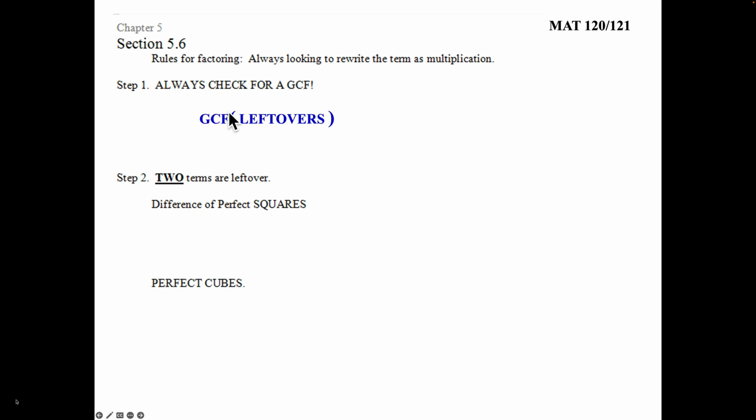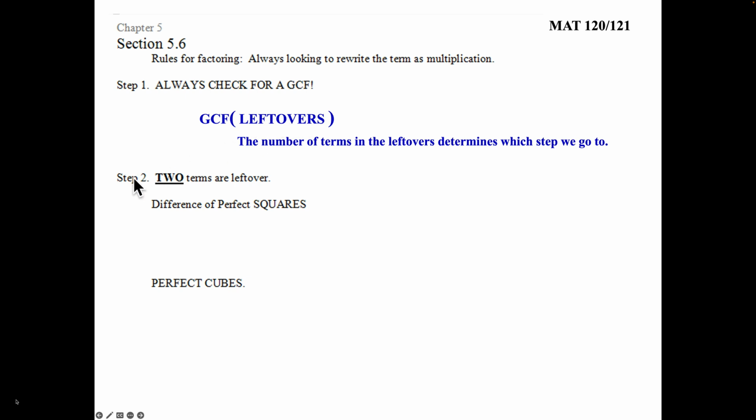So find a GCF, then you're going to have your leftovers, if you remember that back in 5.1. Now from here, steps 2, 3, and 4 are based on your leftovers. If there are 2 terms in your leftovers, you're going to be checking for the difference of perfect squares and the perfect cubes. All right? So the number of terms in the leftover takes you to the number step.